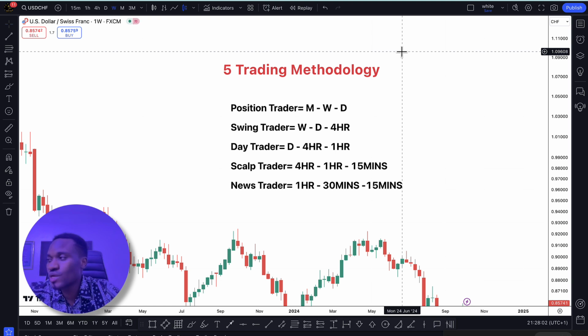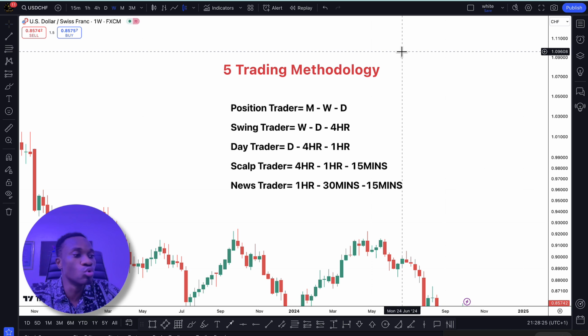If you are a position trader, you start your key level from the monthly chart all the way to the weekly chart and the day chart. If you are a swing trader, you start your key level from the weekly to the day to the 4 hour. And as a day trader, you start your key level from the day to the 4 hour to the 1 hour. As a scalper, you start your primary key time frame from the 4 hour to the 1 hour to the 15-minute chart. And as a news trader, you start from the 1 hour to 30 minutes and 15-minute chart.